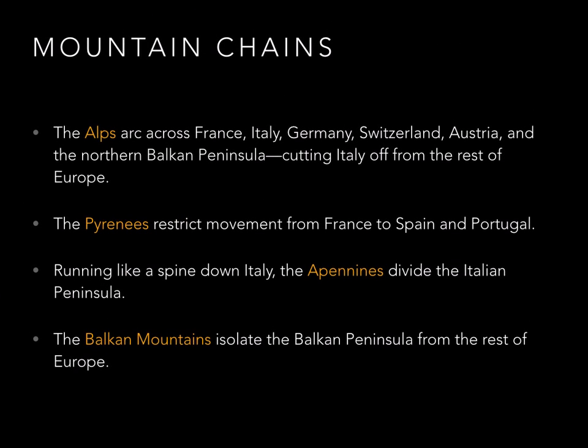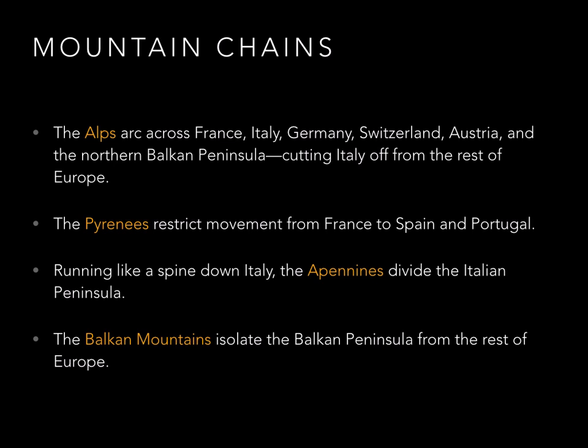Mountain chains. The Alps arc across France, Italy, Germany, Switzerland, Austria, and on into the northern Balkan Peninsula. They completely cut Italy off from the rest of Europe. Another mountain range is the Pyrenees, and they restrict movement from France to Spain and Portugal. Nestled in the Pyrenees is the tiny nation of Andorra, which we spoke about earlier.